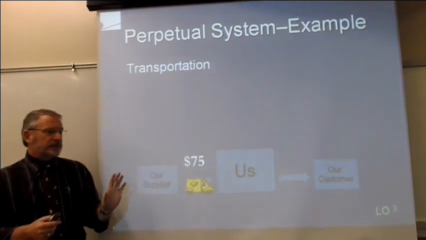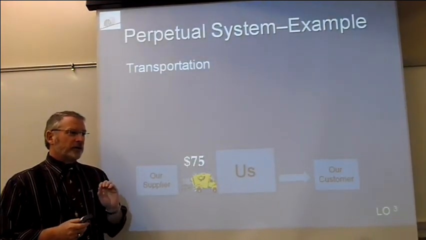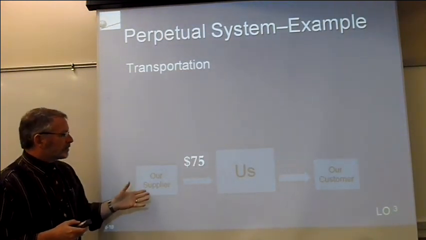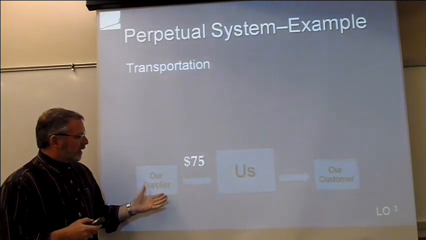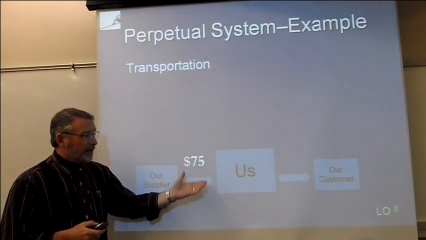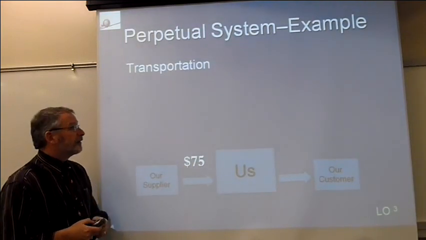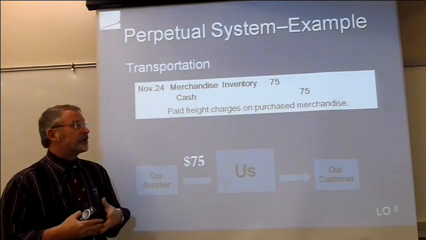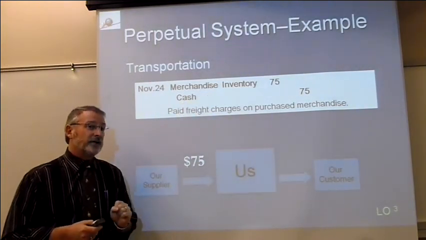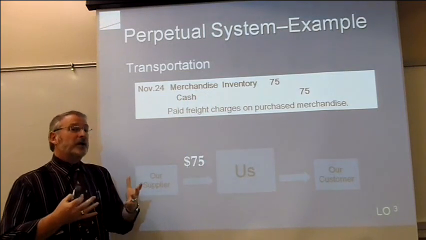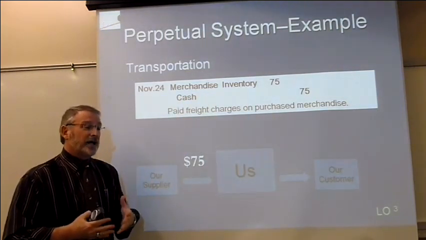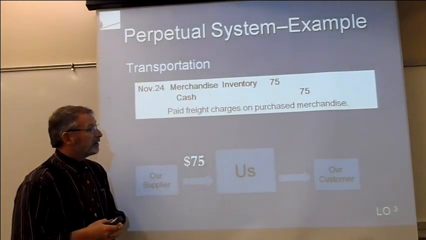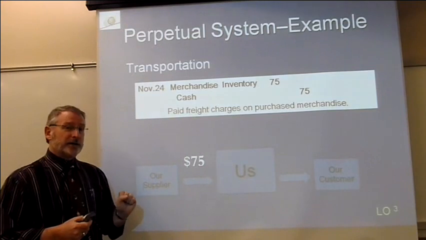I want to talk a little bit about the transportation cost. And the terminology we use here is freight in, that is freight in to us. So our supplier is going to deliver our material from them to us, and let's just say that the cost of that freight is $75. Once again, we see that increases the cost of our merchandise. So the merchandise inventory gets debited for $75, therefore increasing that current asset or our investment in inventory and reducing cash by $75. And that's to pay the freight charges on that merchandise.